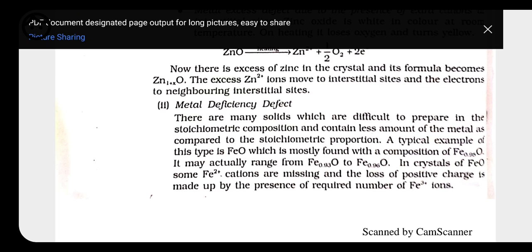So this type of defect is called metal deficiency defect, in which they show non-stoichiometric defect. Why? Because here once again there is no change in the electrical neutrality, but there is a deficiency, or one vacant site present. So in this type of defect, the non-stoichiometric compounds may have metal deficiency due to the absence of a metal ion from its lattice site. The charge is balanced by an ion having higher positive charge. This type of defect is generally shown by the compounds of transition metals.